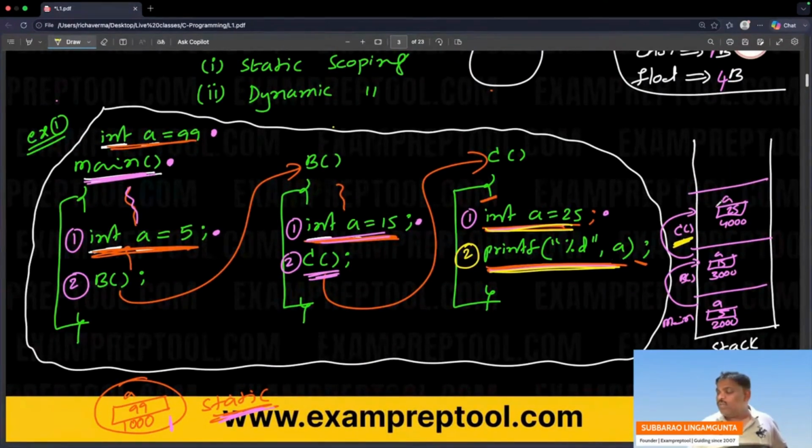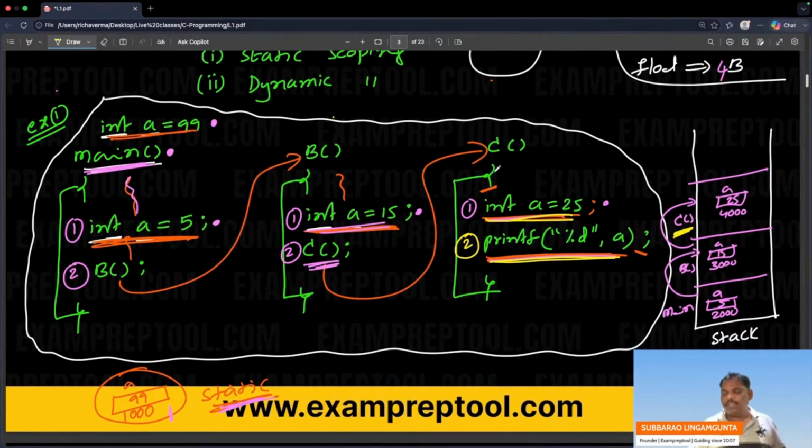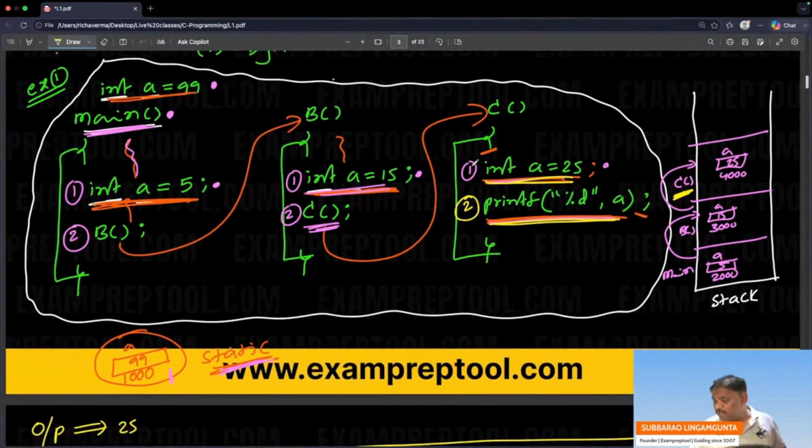Whoever is at the top of the stack is the one running. The C function is at the top of the stack, so it is running. In the C function, how many statements are there? Two. First, create memory, I created. Second, print percentage d. Remember, when you print a variable, you are printing whatever is inside that variable.